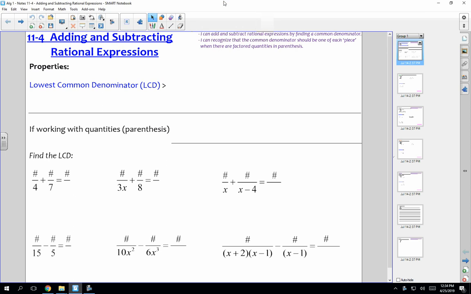Okay, guys, this is the last section of chapter 11. It's adding and subtracting rational expressions. We've looked at simplifying, multiplying, and dividing rational expressions, and now we'll add and subtract them.